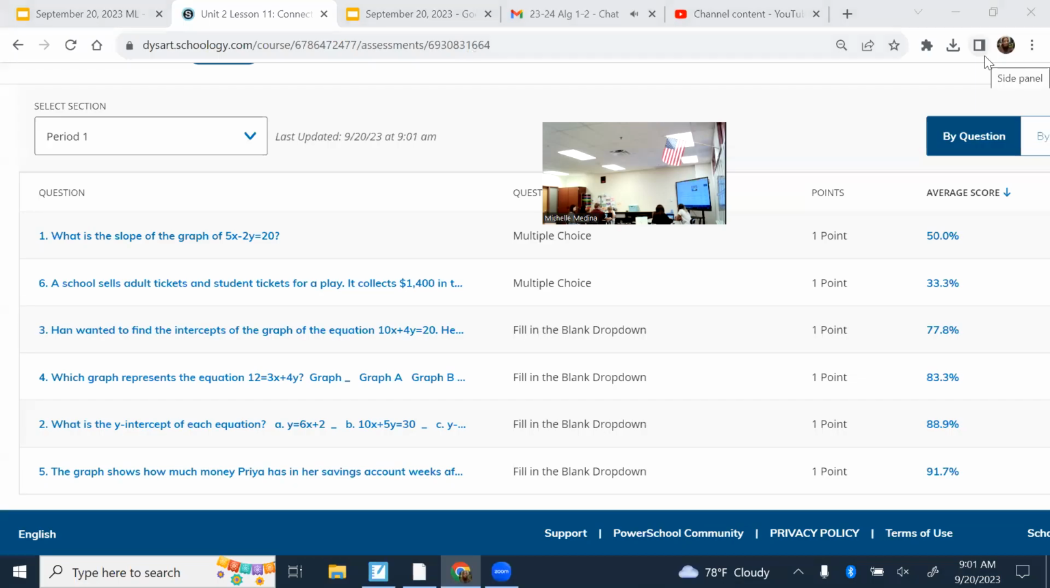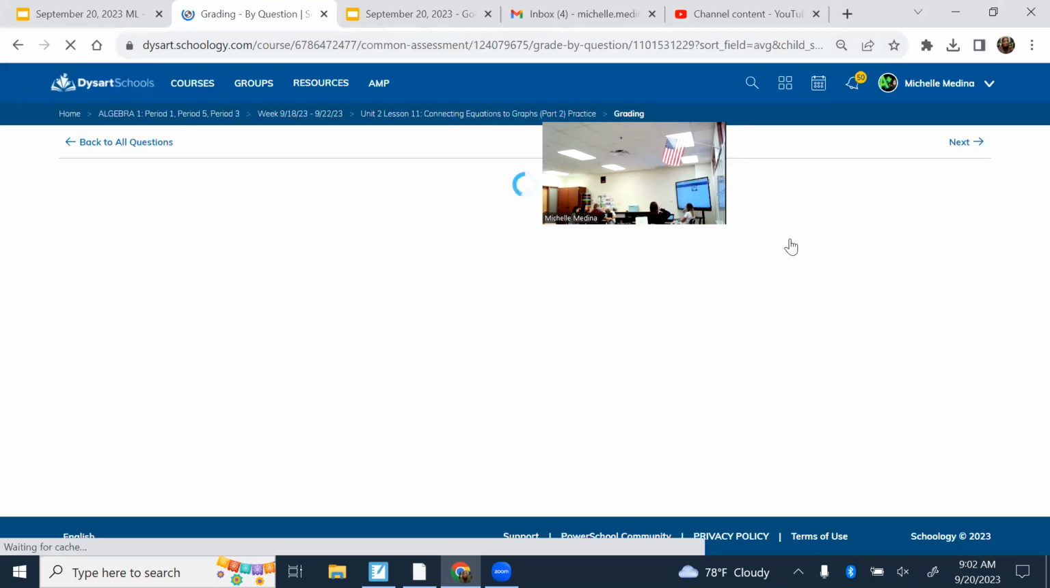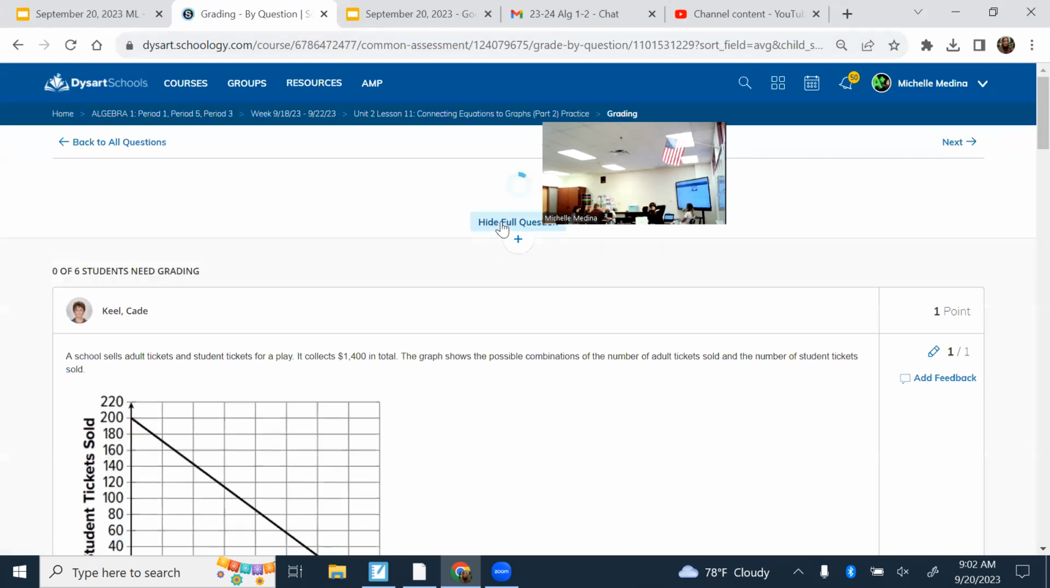And we'll go ahead. I saw that there's not a lot of submissions in yet. But we only have 20 minutes left. So from what I could pull up for the statistics, it looks like people are struggling with the school sells adult tickets problem. Do you want to go over that one, or do you want to go over a different one? Okay. Because the rest of them have pretty good accuracy. This one's only like 33% accurate.